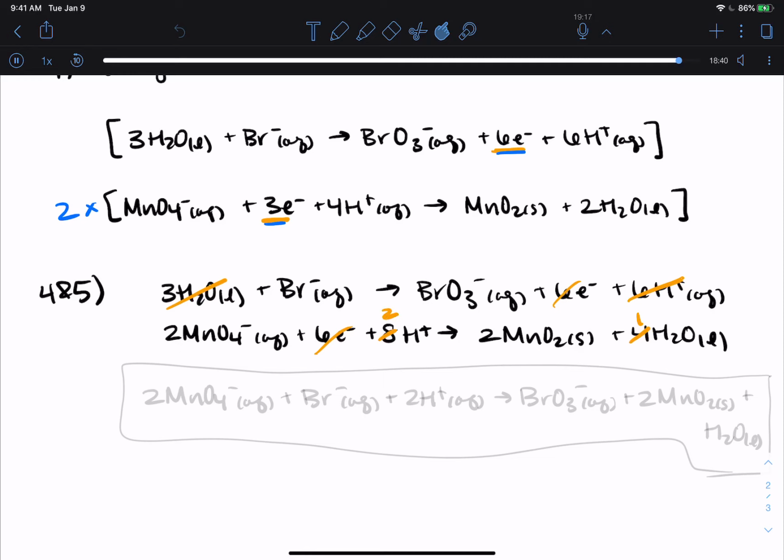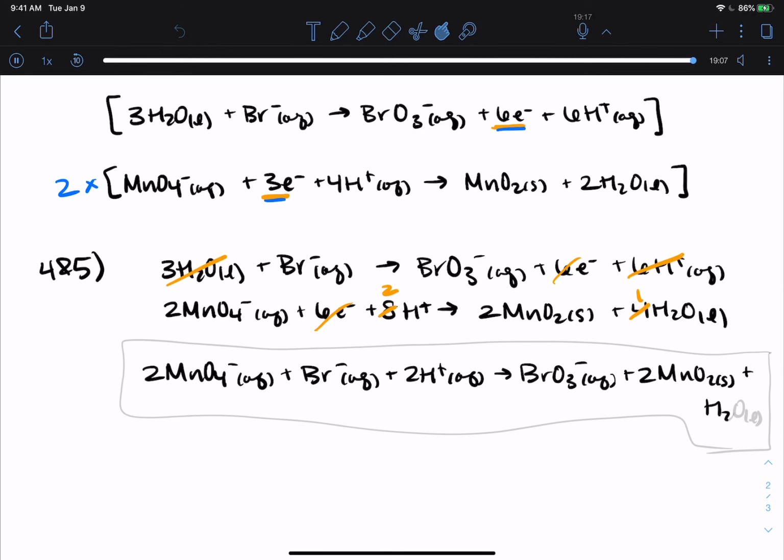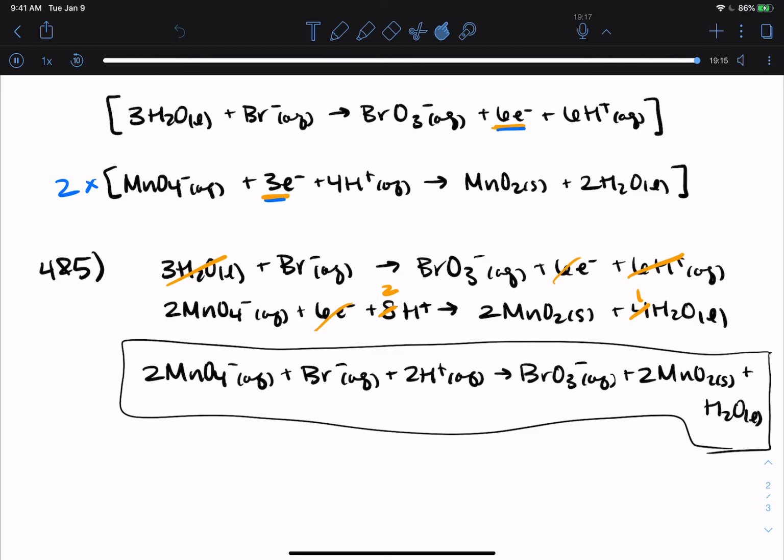So in the end, I've got 2 MnO4 minus plus Br minus plus 2H plus turning into BrO3 minus plus 2 MnO2 plus 1 H2O liquid. And this is finally our balanced redox reaction.